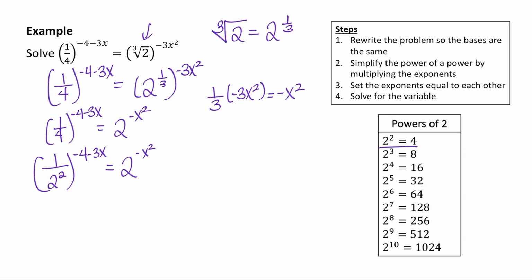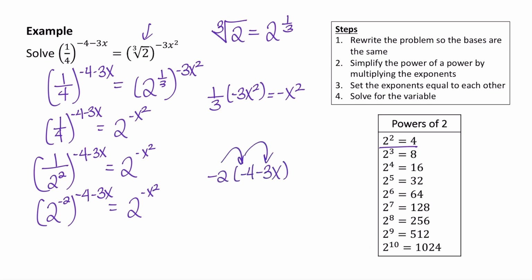So that 1/2 squared, I can write that as 2 to the negative 2, and that's raised to the negative 4 minus 3x, and equals 2 to the negative x squared. So I'm going to multiply that negative 2 times negative 4 minus 3x. So when I distribute that negative 2, that gives me negative 2 times negative 4, which is 8, and then plus, okay, I have negative 2 times negative 3, so that's going to be 6x. So I have 2 to the 8 plus 6x equals 2 to the negative x squared.